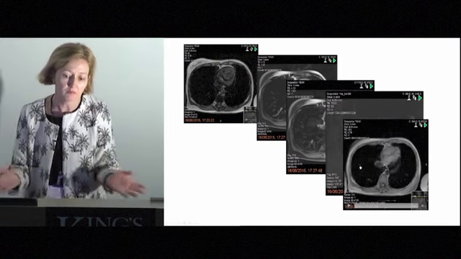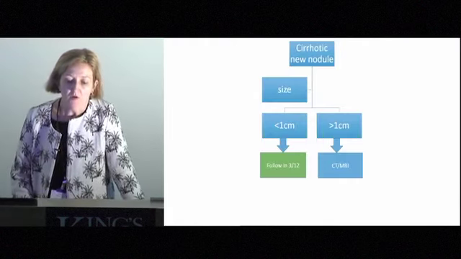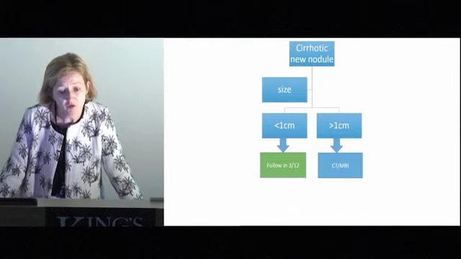So we've been following these multiple adenomas for years. They're biopsy-proven. Okay, so on to the very last bit of the talk before lunch.